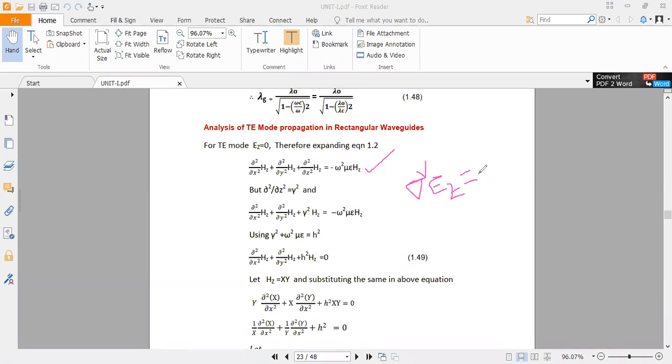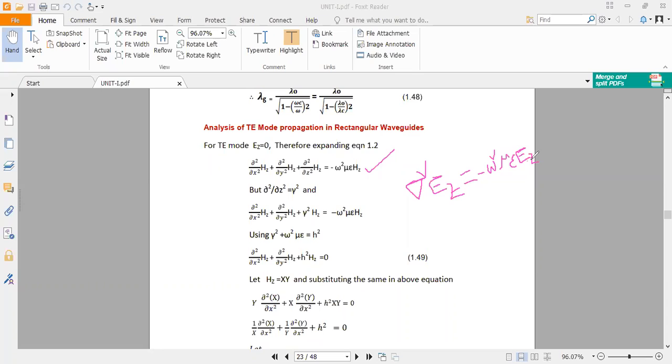See the derivation you did already. If you are doing it in your notebook, see the derivation. We started our derivation with this expression, omega square mu epsilon into Ez. Yes or no? This is the Helmholtz expression we have taken, the reference expression, the wave expression. And we have derived so many things from that expression. Yes or no?